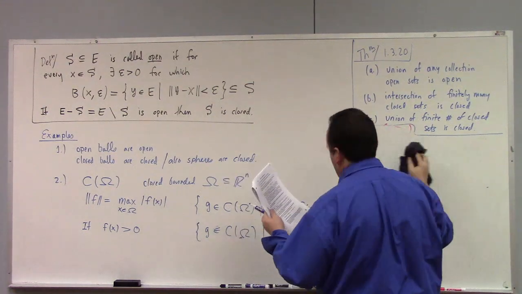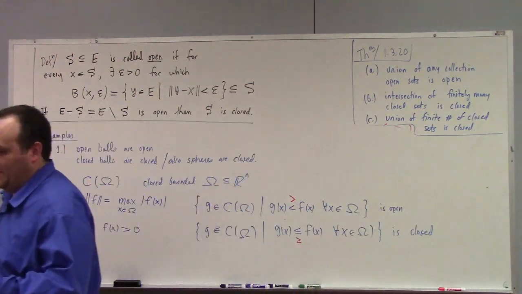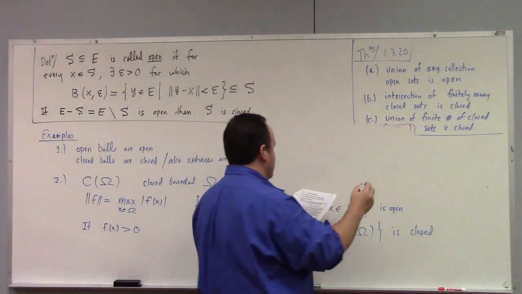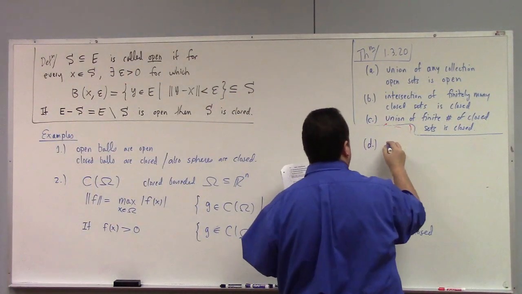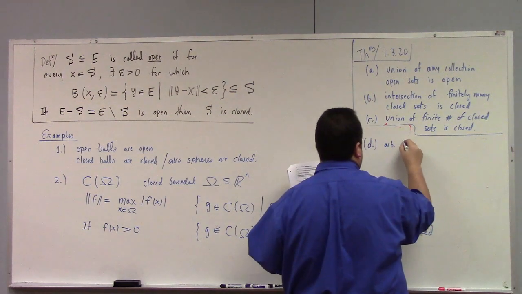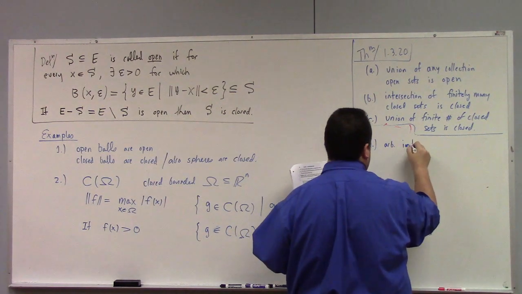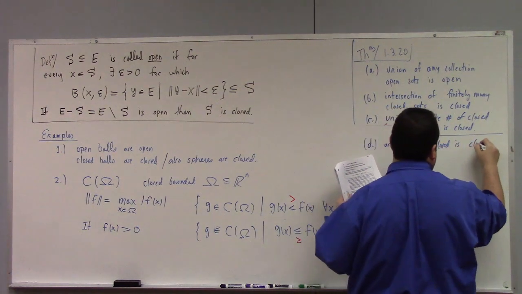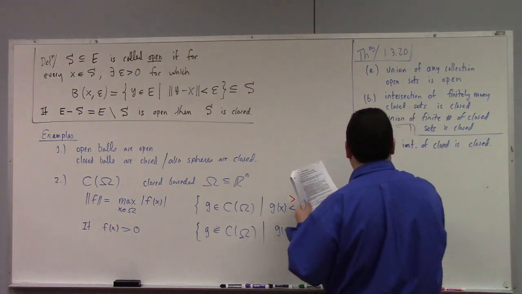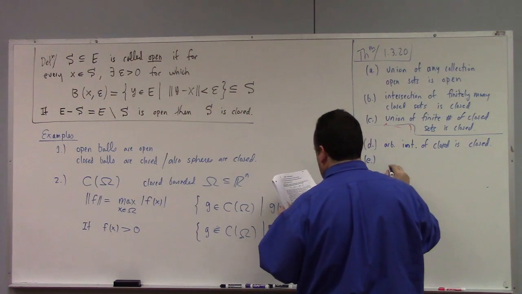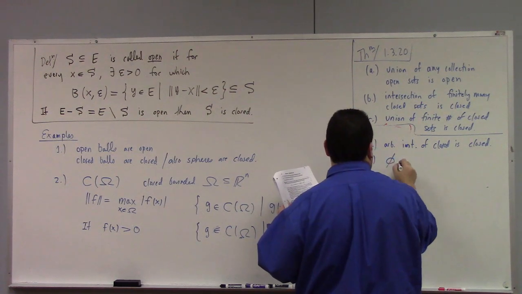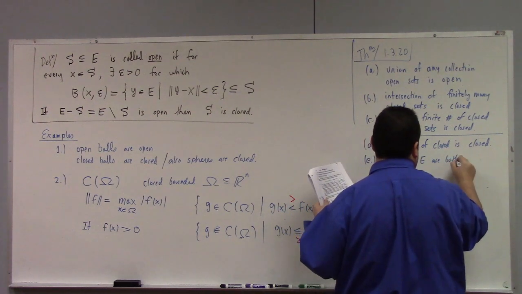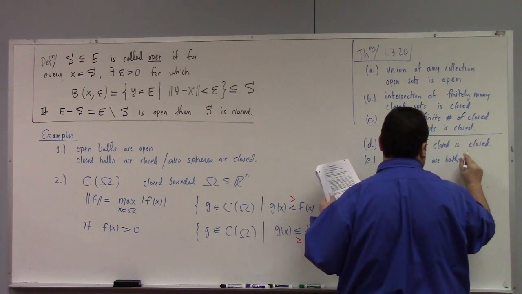Oh, I thought I was done writing. And then I turned the page. So D, arbitrary intersection of closed is closed. There, I'm going to abbreviate it like that. And then E, the empty set and E are both closed and open.